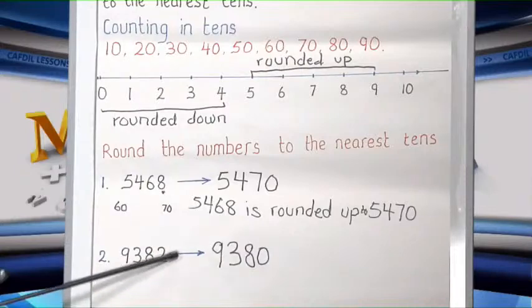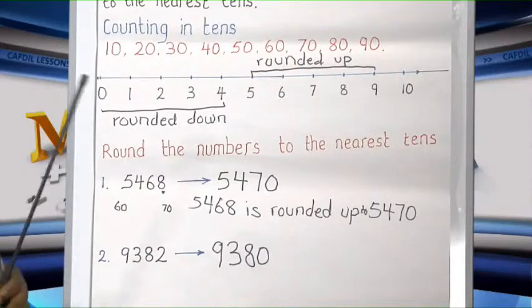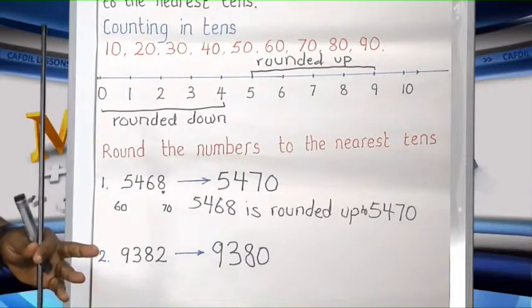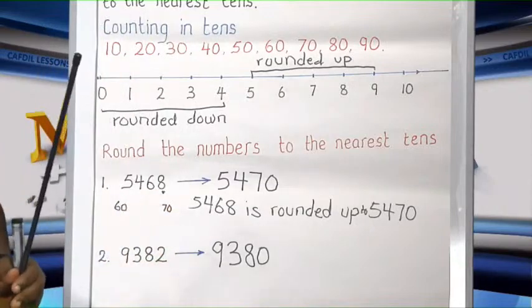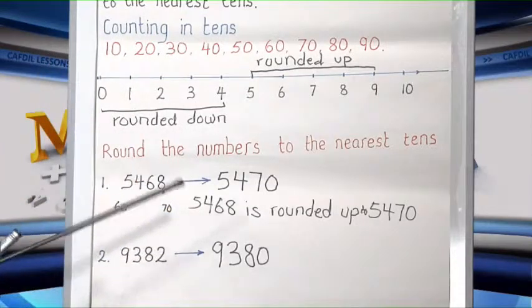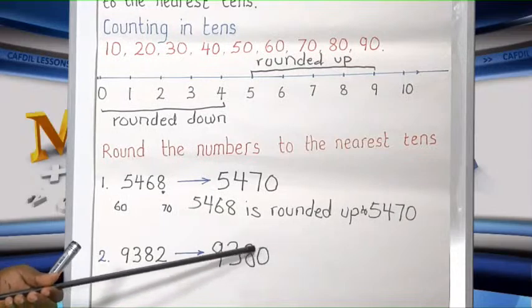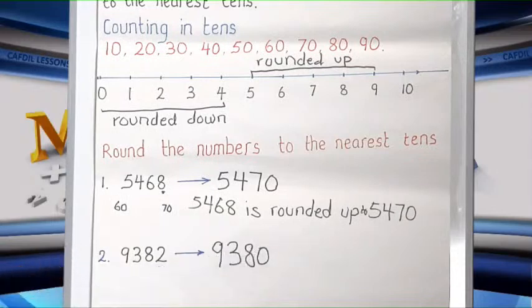Because we have ignored the 2, because we have left the 2 behind, we didn't add to it. We have exchanged the 2 to be 0 here. Here we say we have rounded down the number.